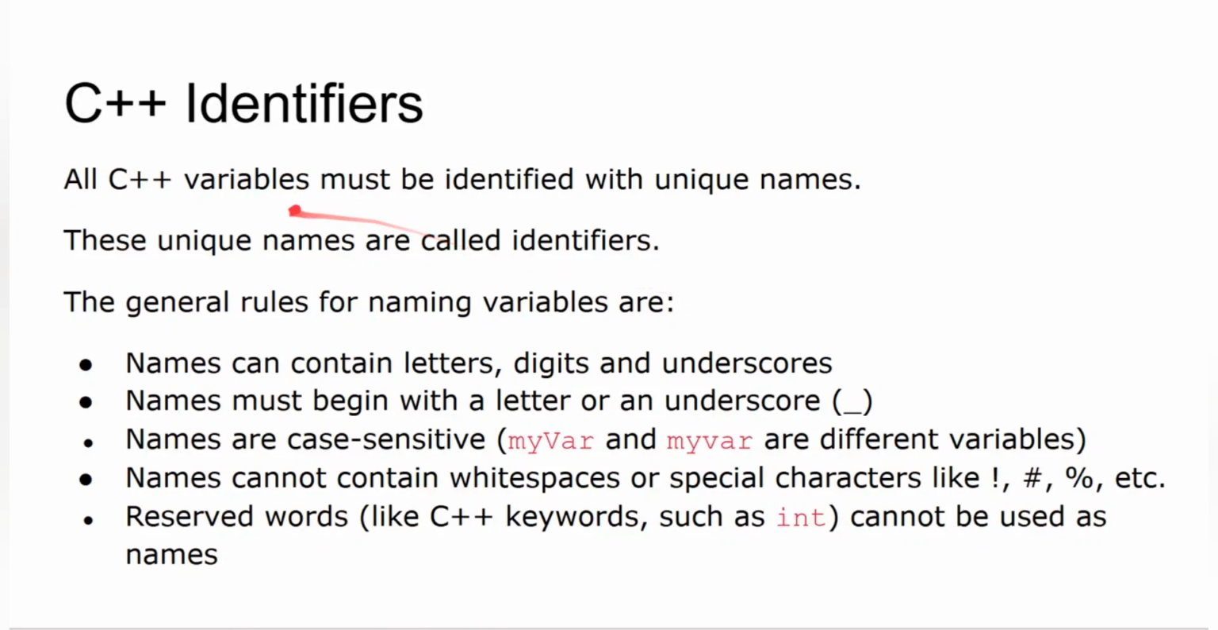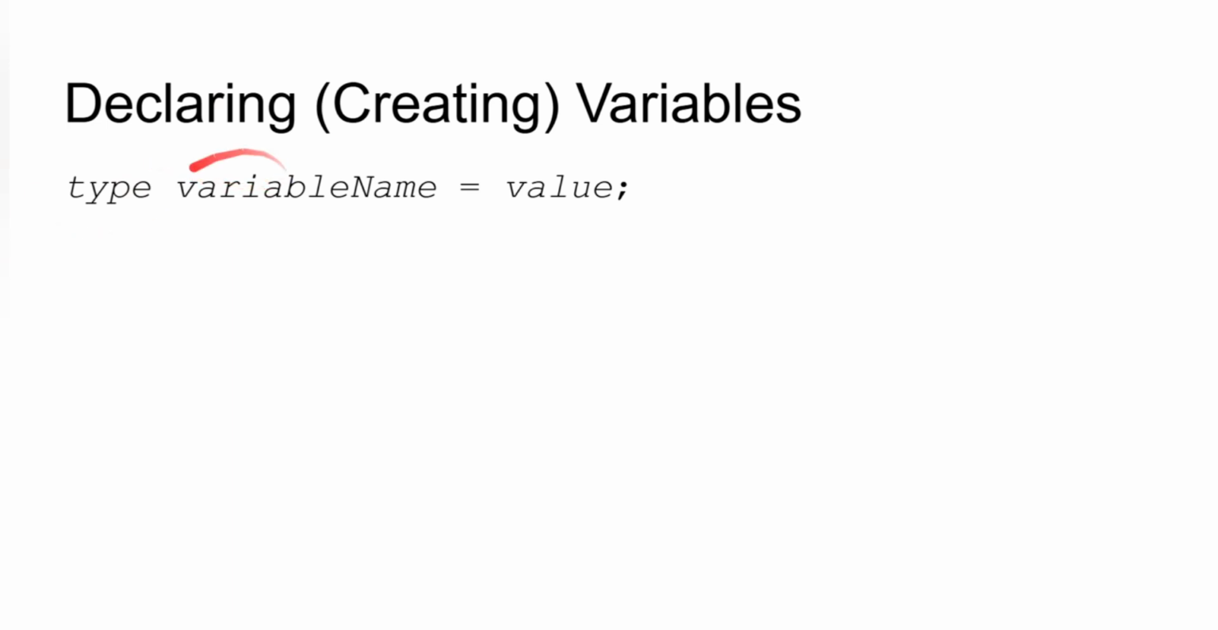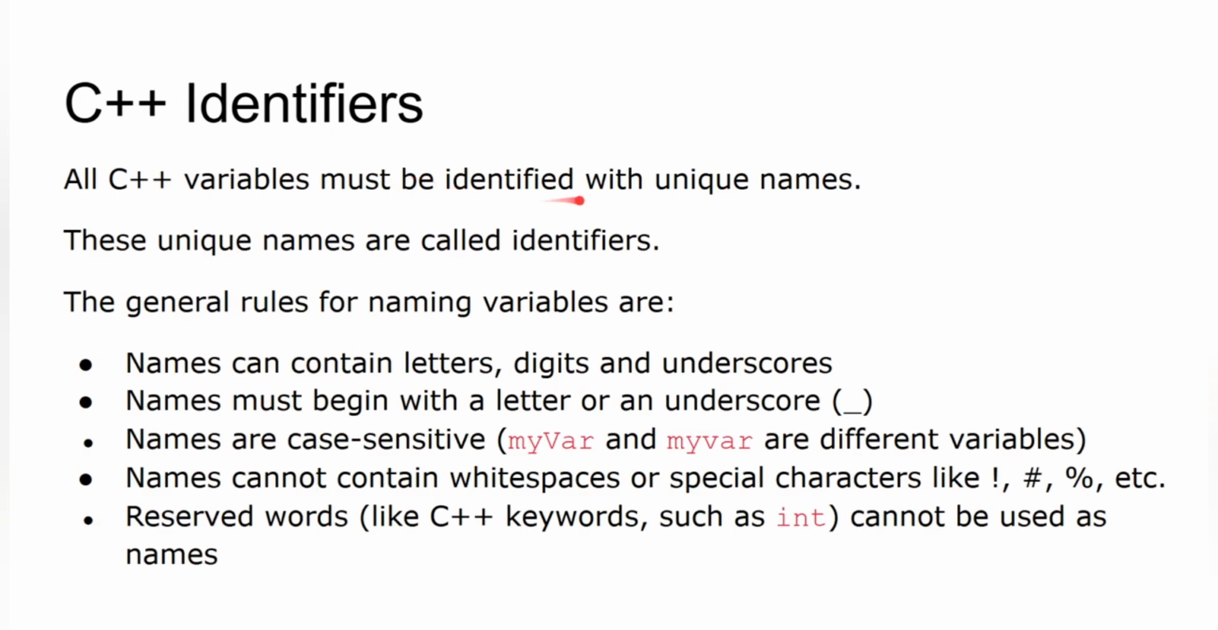In this video, we are going to learn about identifiers in C++. So what are identifiers? Basically, all C++ variables must be identified with a unique name. We have already seen the syntax of declaring a variable, right? Here, we declare a data type and then the variable name and the value. This variable name is called an identifier because it identifies your variable with a unique name.